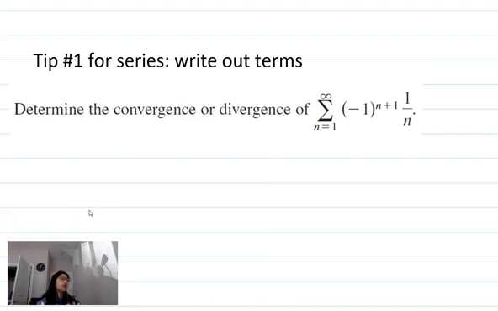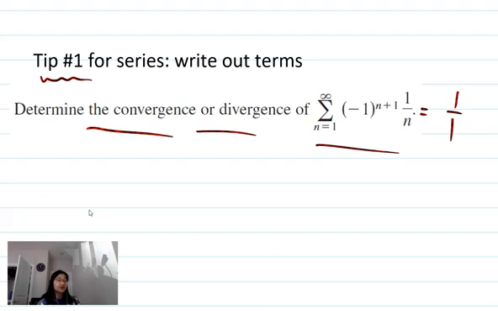So, for determining the convergence or divergence of this series, what should we do? Well, this says tip number 1 for series is to write out terms. So that's what we should do: just write out some terms. If you plug in n equals 1, you get positive 1 over 1. Plug in n equals 2, you get negative 1 over 2. Plug in n equals 3, and you get positive 1 over 3, and then negative 1 over 4, and so on. So this is an alternating harmonic series.